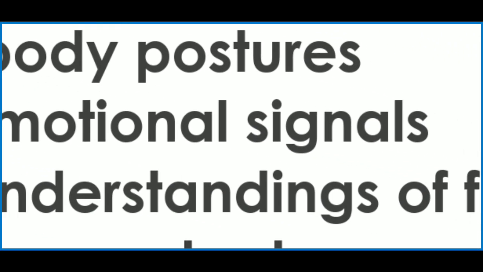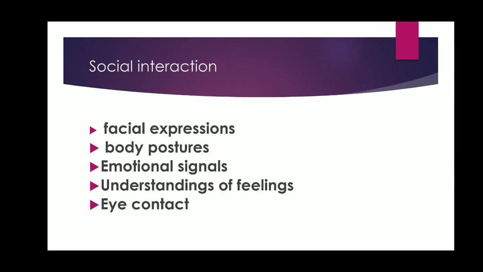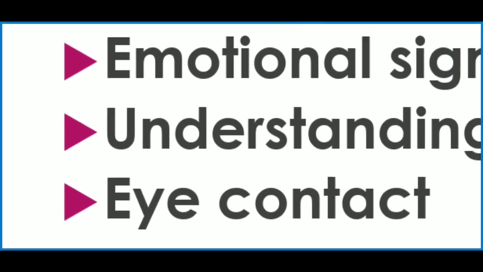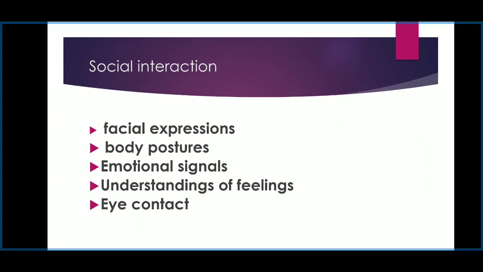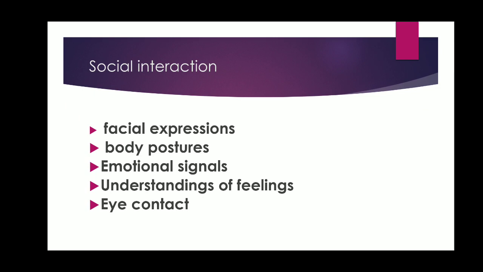The third point is emotional signals. They will not be able to understand the emotional signals of the person they are communicating or making conversation with. The next point is understanding of feelings. They will not be able to understand the feelings of the person if he is weeping or if he is very happy. They will not be able to understand the condition and feeling of the person. These are the issues in social interaction.